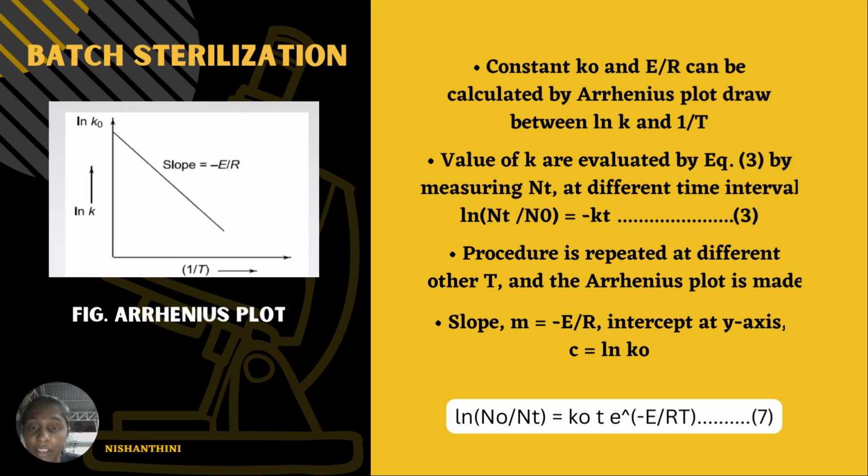Finally, we can obtain the equation from the graph, which is ln(N0/Nt) = k0 t e^(-E/RT), which is equation number 7 that we obtained from the graph.